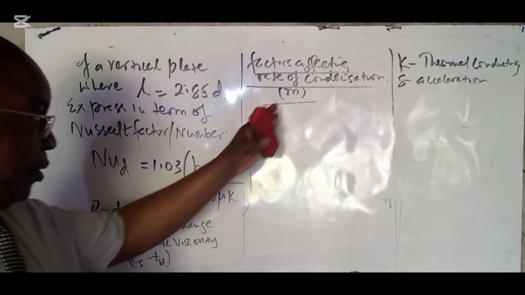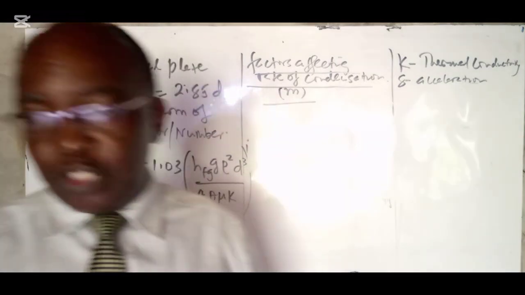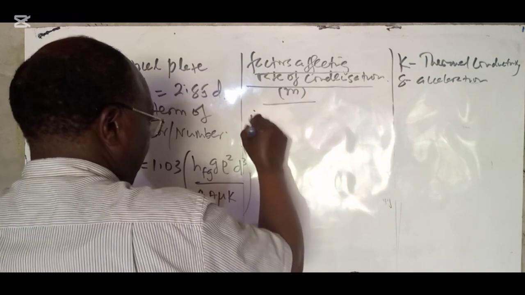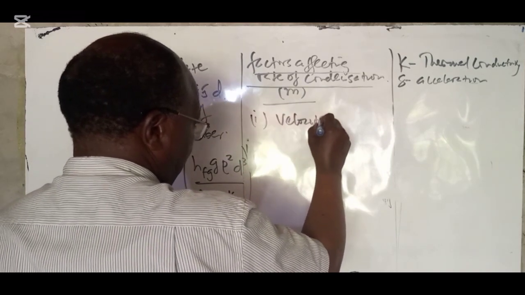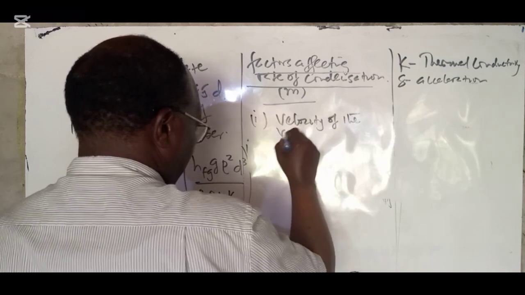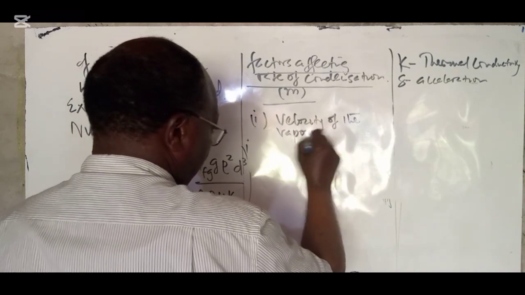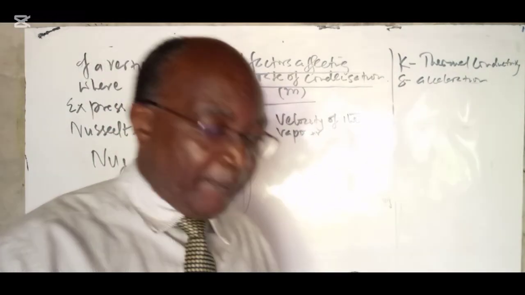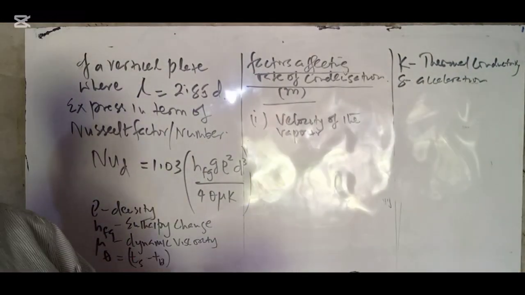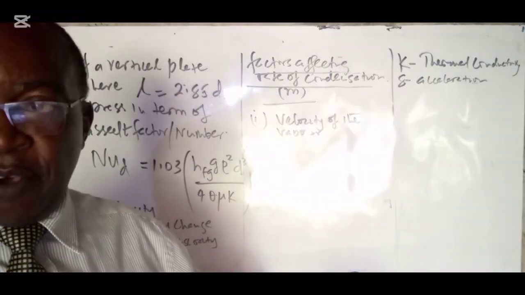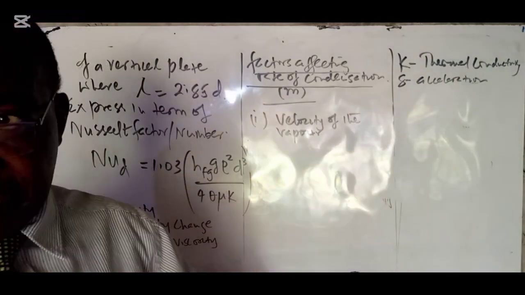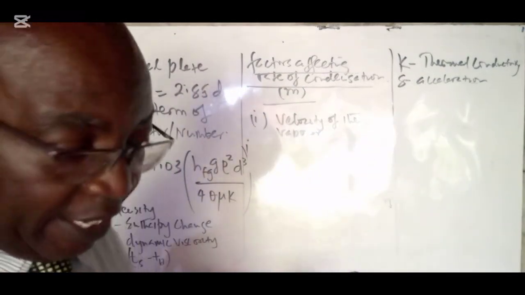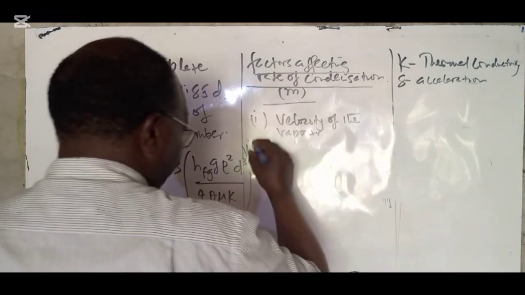Now, there are several factors which can affect the rate of condensation. One of them is the velocity of the vapor. So if the velocity of vapor is high, the vapor is moving very fast, then what will happen is the drag on the film, on the liquid film, will reduce the thickness of that film. And when it reduces the thickness of that film, of course, there will be an increase in the rate of heat conductivity.